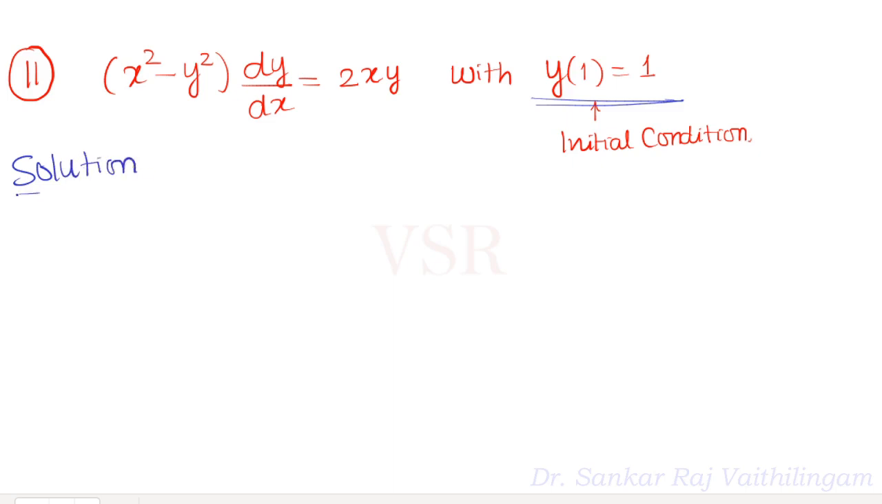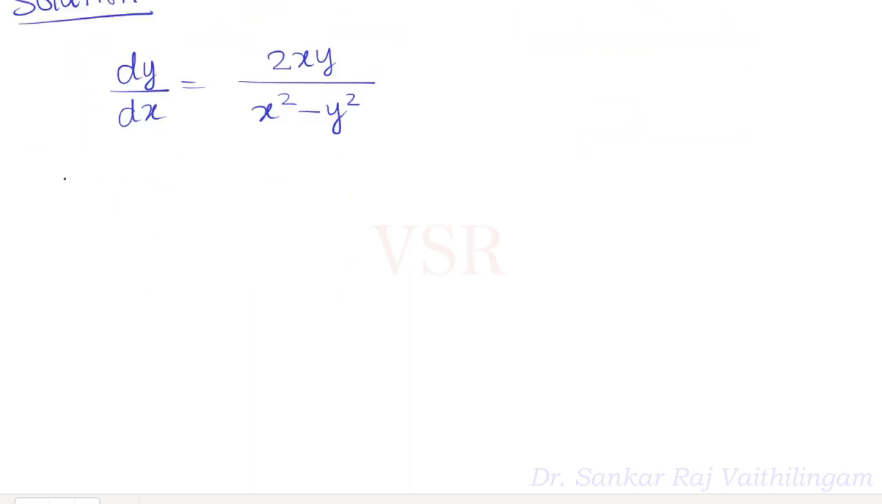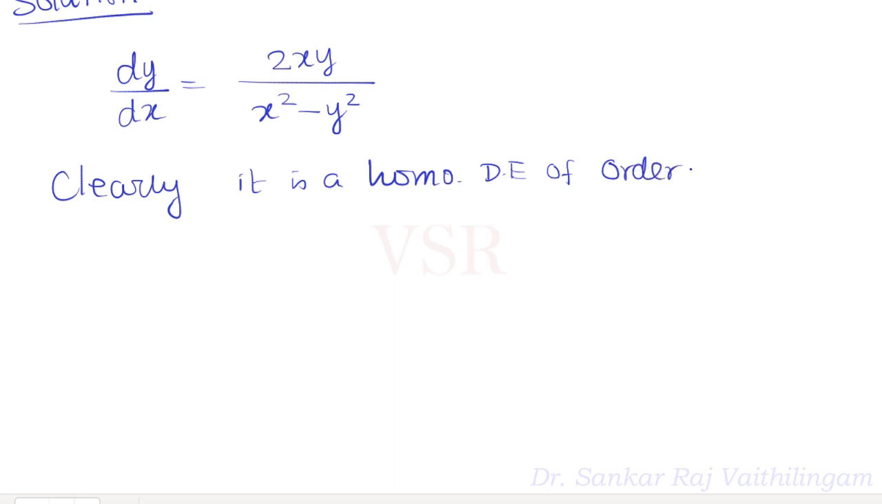So what we are having is dy by dx equal to 2xy divided by x square minus y square. So clearly it is a homogeneous differential equation of order 2. Okay, so what will I do? Put y equal to vx.